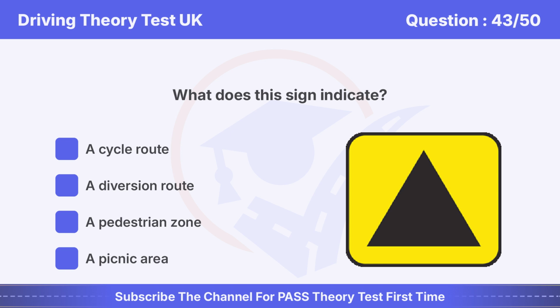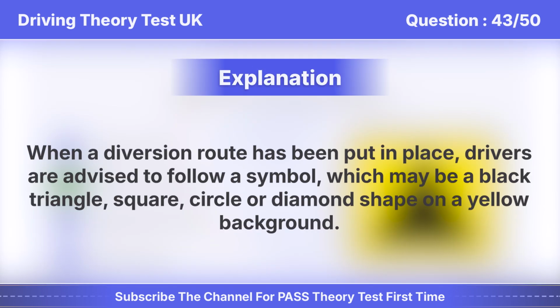Question 43. What does this sign indicate? Answer is B, a diversion route. When a diversion route has been put in place, drivers are advised to follow a symbol, which may be a black triangle, square, circle, or diamond shape on a yellow background.